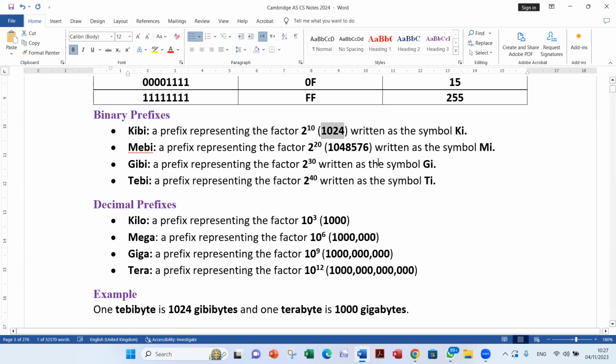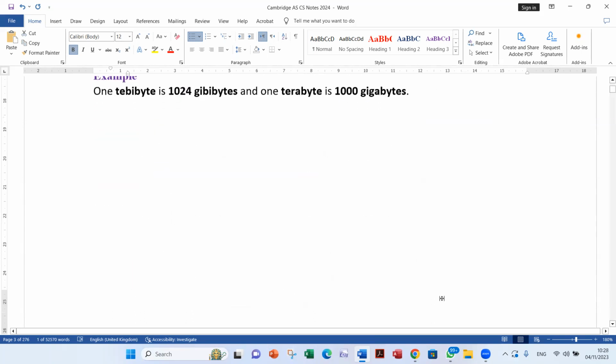So mebi prefix represent the factor 2 to the power of 20. Kibi represent the factor 2 to the power of 10. Gibi represent the factor 2 to the power of 30. Tebi represent the factor 2 to the power of 40. Okay? So it is about 2 to the power of 10, to the power of 20. To the power of 10 is 1024. To the power of 20 is 1024 multiplied by 1024. Okay. And let us look at the example.